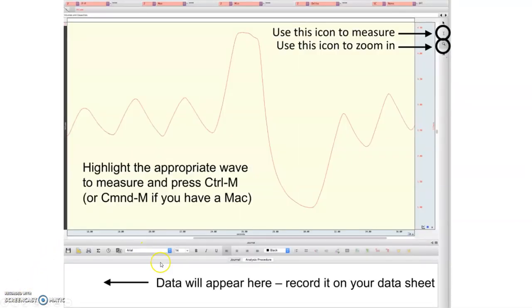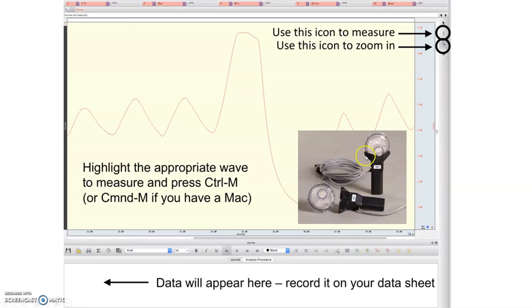Data this week will look a little bit like this. Remember to use these icons to highlight a single wave, and then you can zoom in on it so that you can measure the amounts and time in a precise way. As you highlight, your data will appear down here. The data was gathered by an airflow transducer hooked up to a BioPack machine, measuring the amount of air moved by the person breathing in and out of the tube.